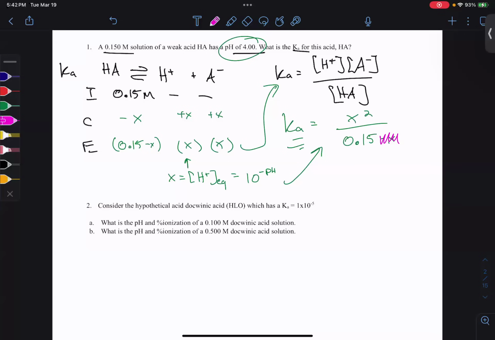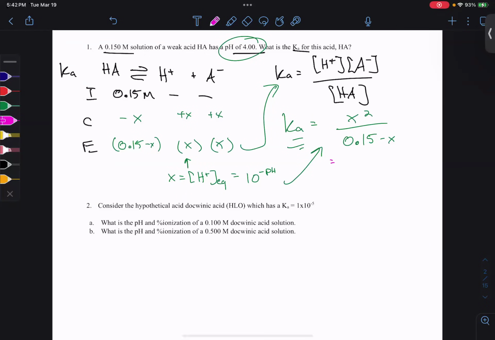Because we know what x is. What's the point of approximating? It avoids doing what? The quadratic formula. If you approximate here, if you get rid of that minus x in the denominator, you're just being lazy. You know what x is. Just plug in the number into your calculator.